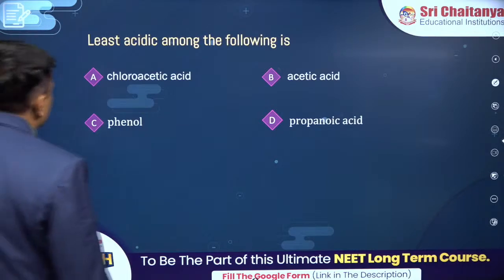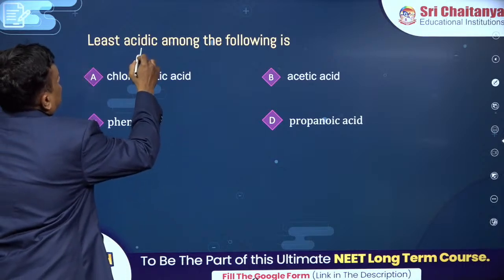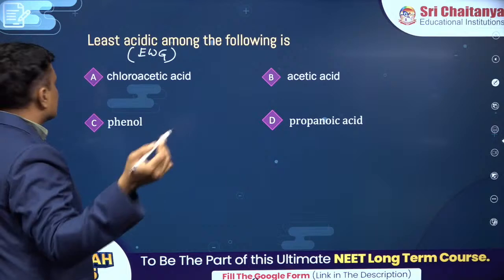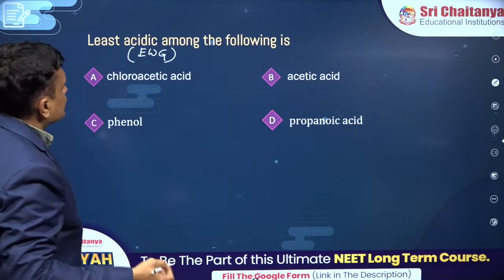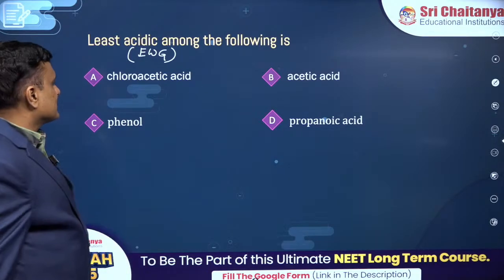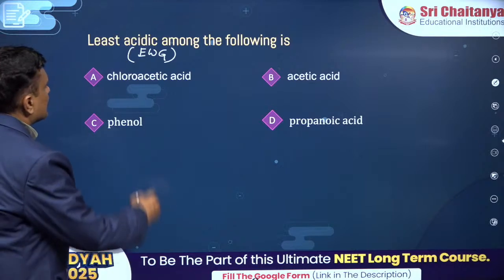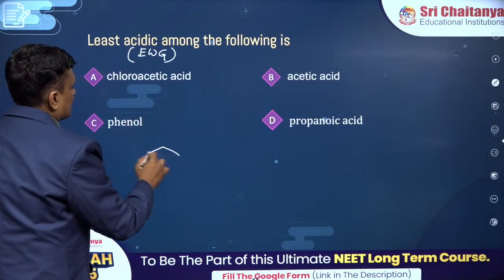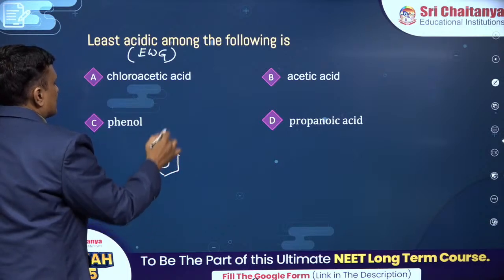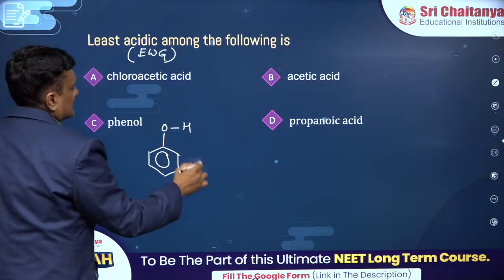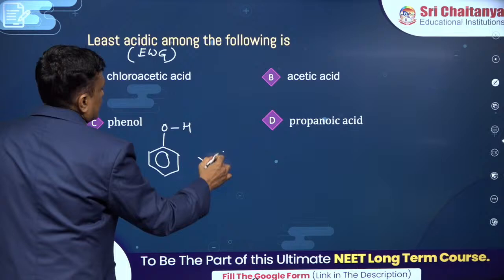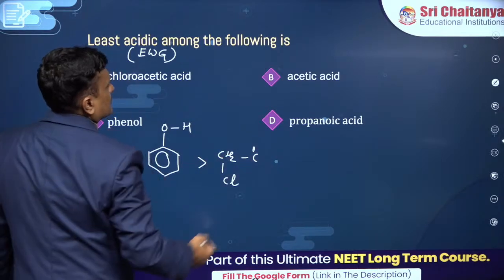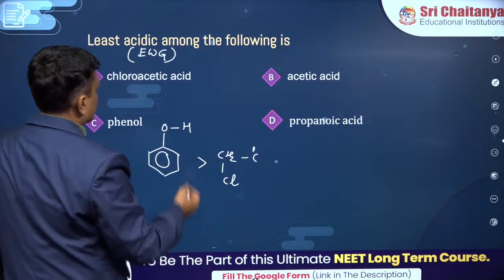You know that acidic strength increases with electron withdrawing group. So, whichever has a withdrawing group will be most acidic. Now, you see you are given some compounds here, you need to ascertain which one is more acidic. Chloroacetic acid, acetic acid, propanoic acid and phenol. You know that phenols are more acidic because of the stability of the conjugate base. There comes the electron withdrawing group, chloroacetic acid, more withdrawing. Yeah, chloroacetic acid is more.